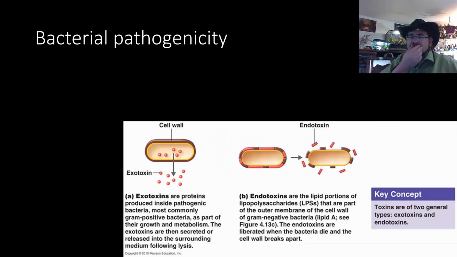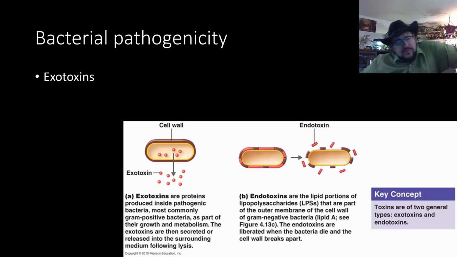Okay, let's talk about the different ways bacteria can be pathogenic. So, exotoxins. Exo means what? Where do you find an exoskeleton on a bug? The inside or the outside? Huh? That's right, the outside. Exotoxins are secreted. They're made by the bacteria and then squirted out into the environment. Tetanus produces tetanus toxin. That's an exotoxin. Cholera produces a toxin.